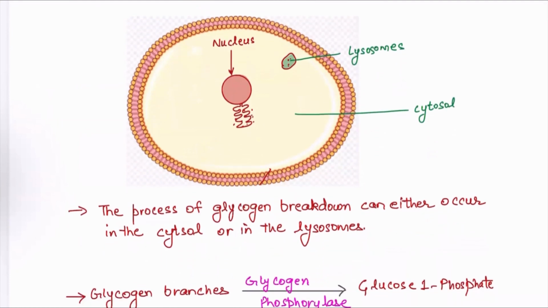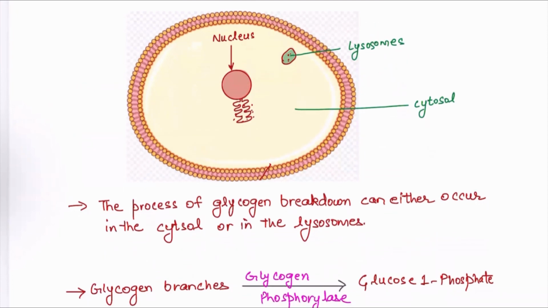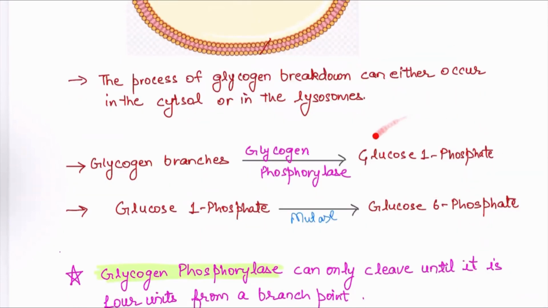The process of glycogen breakdown can either occur in the cytosol or in the lysosomes. When glycogen branches break down, the first enzyme which acts upon them is called glycogen phosphorylase. Glycogen phosphorylase converts glycogen branches into glucose 1-phosphate. This glucose 1-phosphate then can be converted to glucose 6-phosphate with the help of the enzyme mutase.